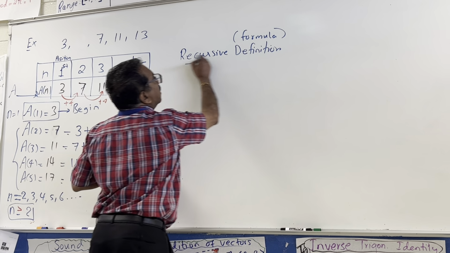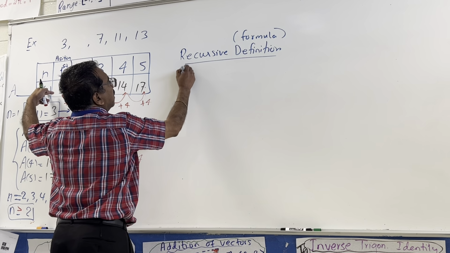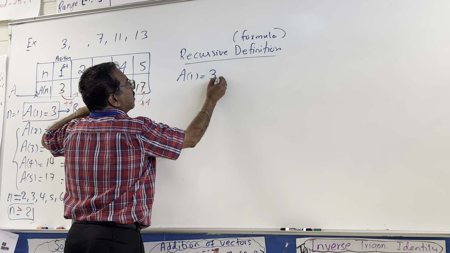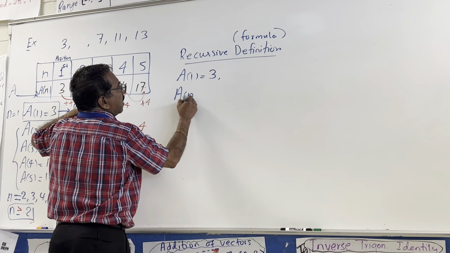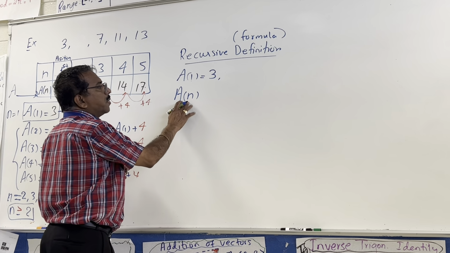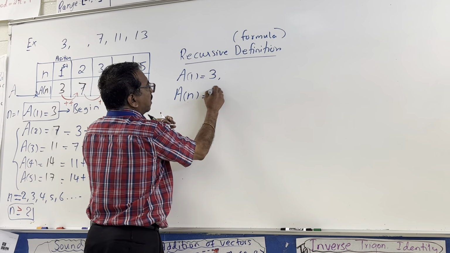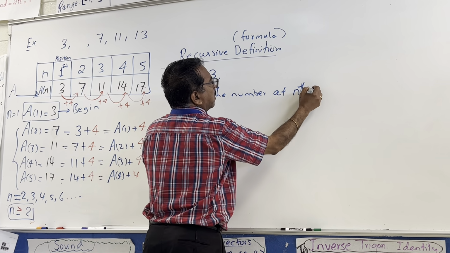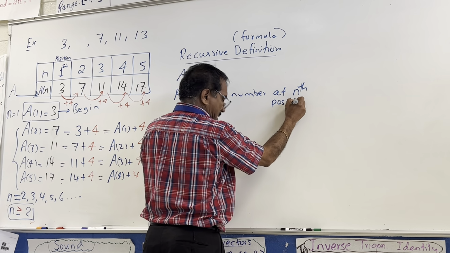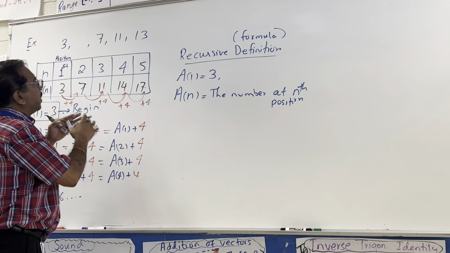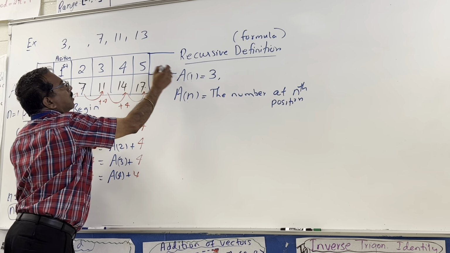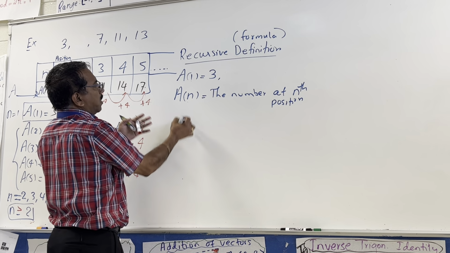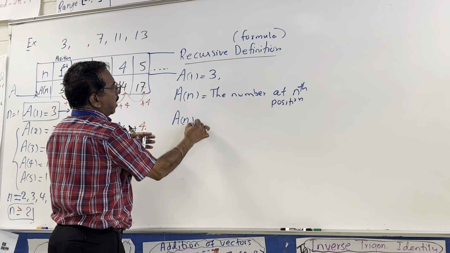And what is it? The recursive formula is the very first number, A1, is 3, so you start with A1 is 3. Now what does this A_n mean? The number at any position. This means the number at the nth position. It could be after 5, maybe 6, 7, 8, 9, 10. So the number at any position, I'm going to write, is the nth term.